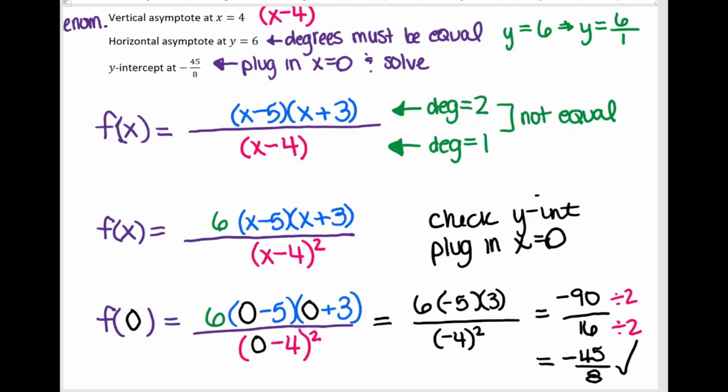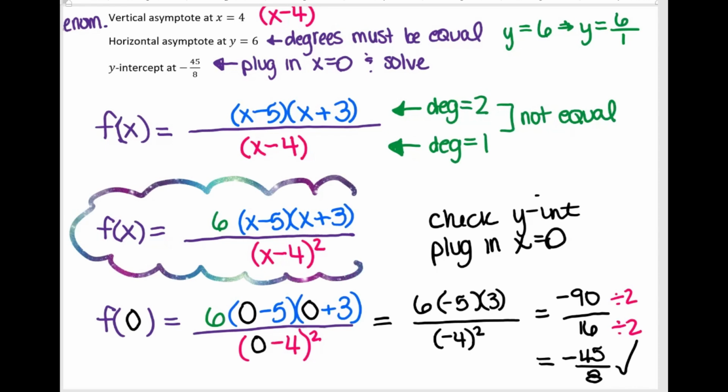So we've found our rational function. It's f of x equal to 6 times x minus 5 times x plus 3 all over x minus 4 quantity squared. And here the y-intercept was just to make sure that we were on the right track. If you hadn't put the square in that denominator, we could not have gotten the y-intercept that we needed.